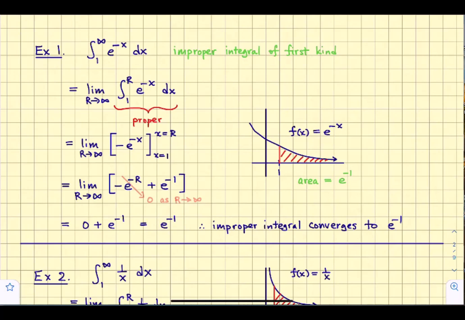Geometrically, this says if we were to graph the function f of x equals e to the minus x and look at the area under the curve from 1 to infinity, this region would have an area that we call e to the minus 1. It's a finite amount of area, and that amount is e to the minus 1. We would say the improper integral converges to the value of e to the minus 1.